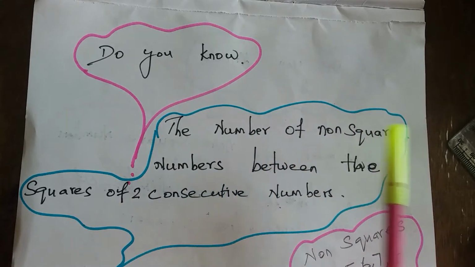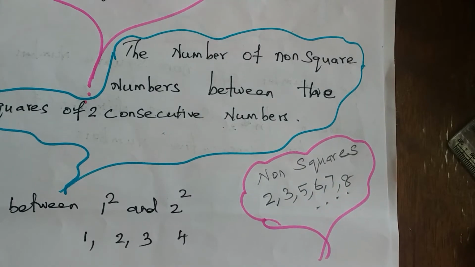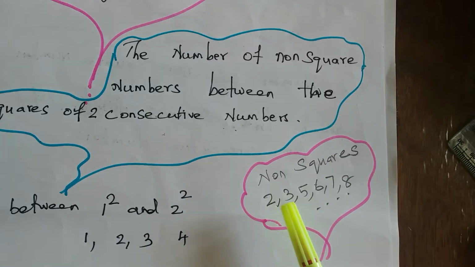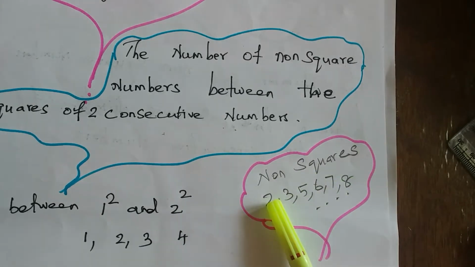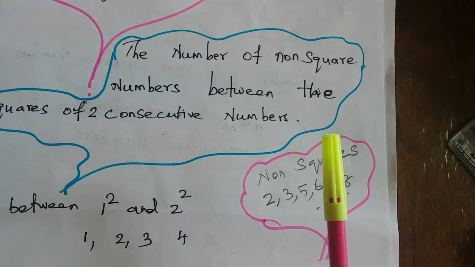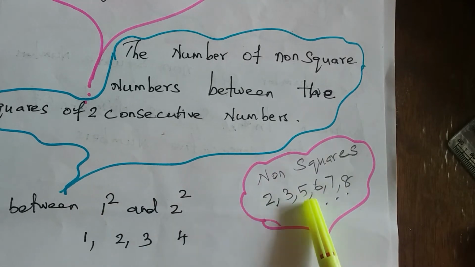Non-square, what are non-square numbers? For example, 2, 3, 5, 6, 7, 8, 10, 11, etc. That is, these numbers are not obtained by multiplying a number by itself. So they are non-square numbers. For example, 1 one is 1, 2 twos are 4, 3 threes are 9. They are square numbers. Now, these are all non-square numbers.